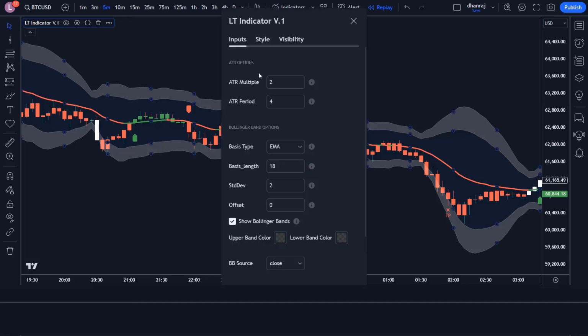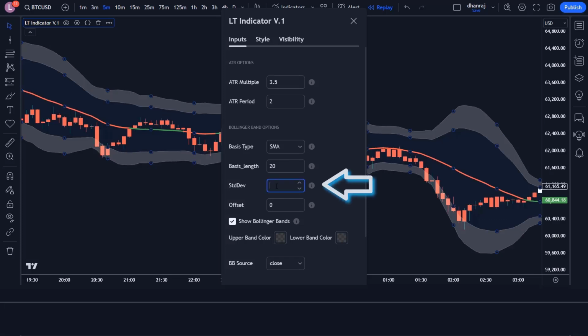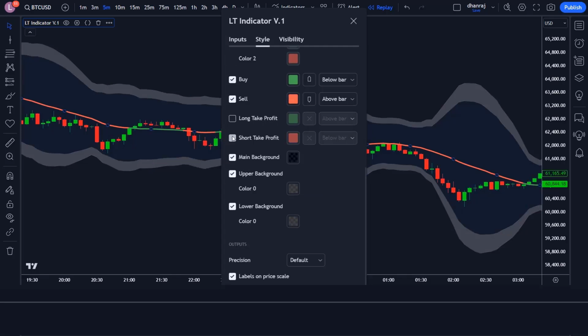We have to change this ATR multiple option from 2 to 3.5. We have to change this ATR period option from 4 to 2. We have to change this basis type option from EMA to SMA. We have to change this basis length option from 18 to 20. We have to change this STEV option from 2 to 3.5. We have to keep these options hidden.